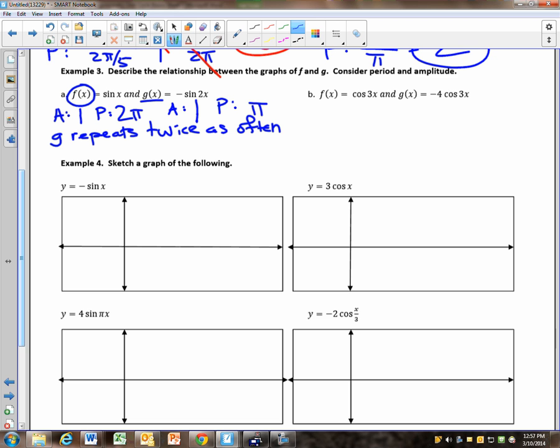Okay, what else is different about the graph? What do you notice? It's a negative. Well, if you saw y equals x squared and you saw y equals negative x squared, how would you say those are different? Reflection over the x-axis, vertical reflection. So same thing. You got a negative in front, sine is reflected vertically over the x-axis. So G is reflected over the x-axis. Very good.